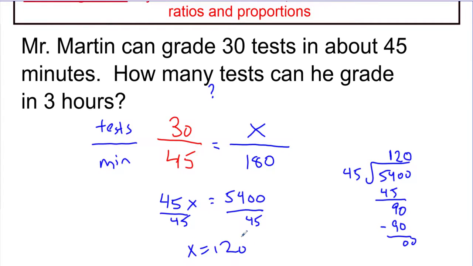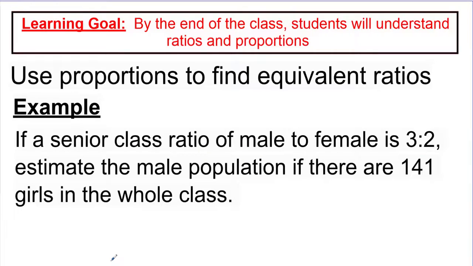Okay, so to answer the question, how many tests can I grade in 3 hours? Well, the answer is I can grade 120 tests in 3 hours. This is what we would use a ratio and a proportion for. We're saying the average is 30 tests in 45 minutes, but I don't actually care right now about 45 minutes. I care about 180 minutes, and so I want to keep this ratio the same and figure out that I can actually grade about 120 tests. Okay, so let's take a look at one more equivalent ratio problem here.